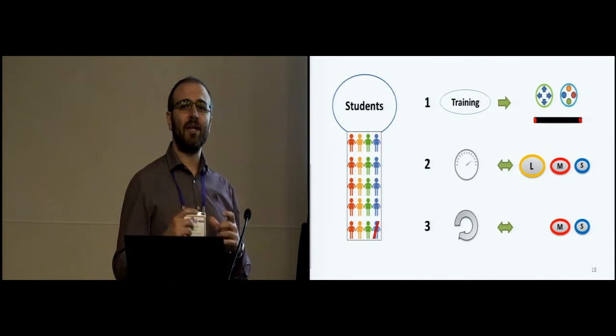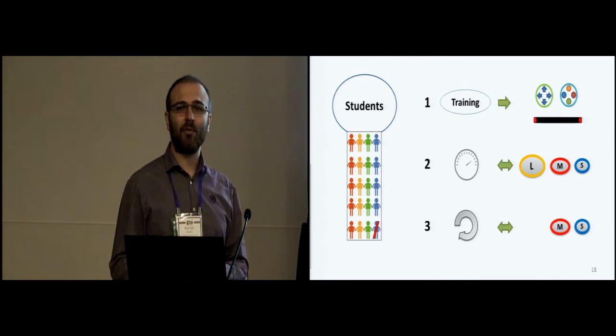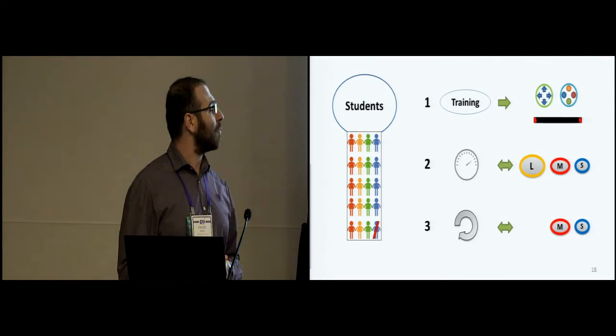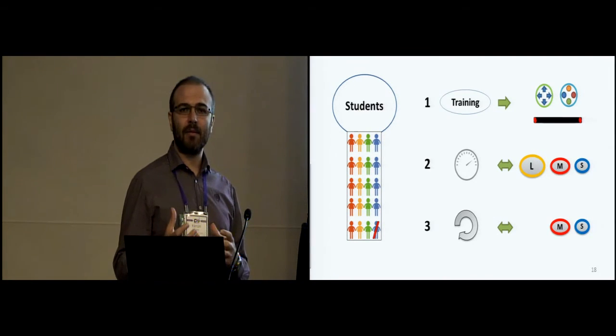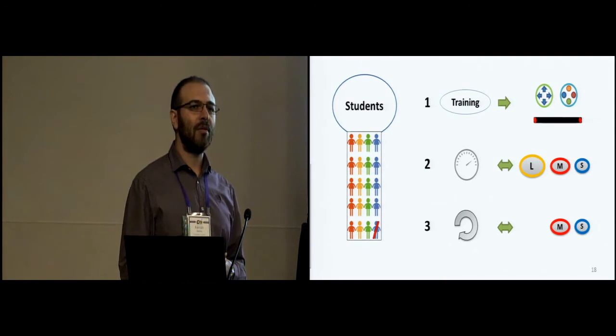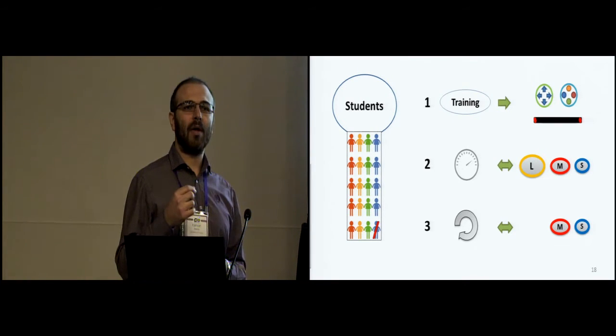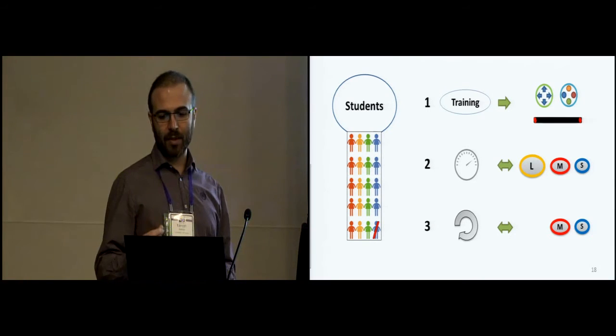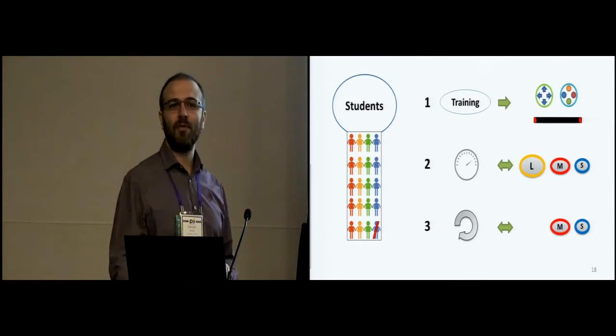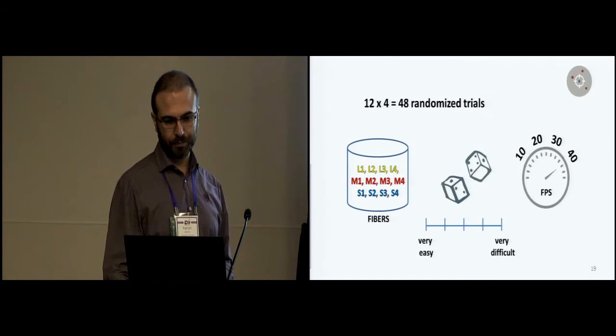In the second stage, which was the main part of this experiment, we tried to answer the first question, the effect of tracing speed and fiber morphology on the tracing accuracy. And in the last stage, we were interested in the effect of repetition on tracing accuracy.